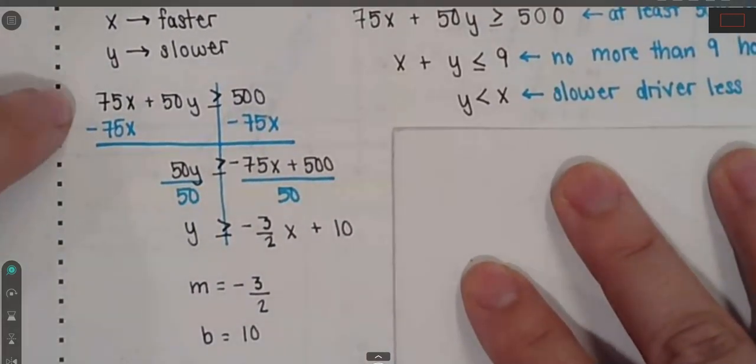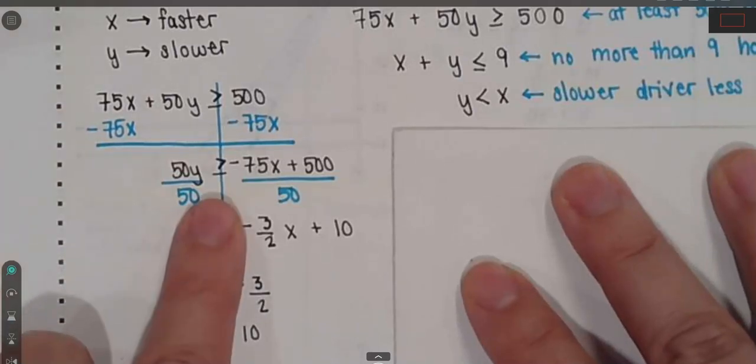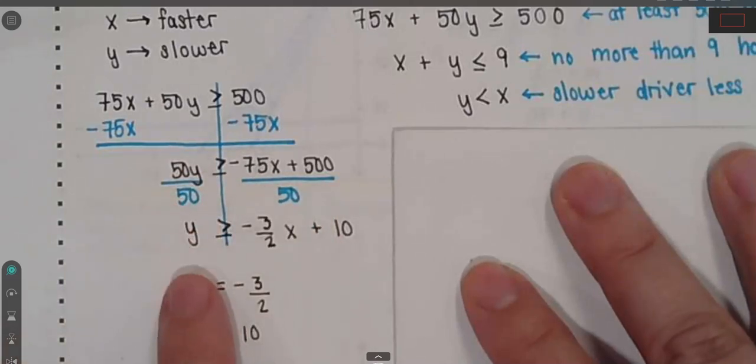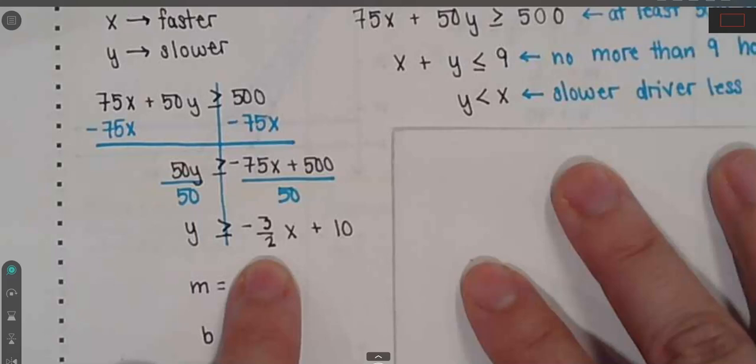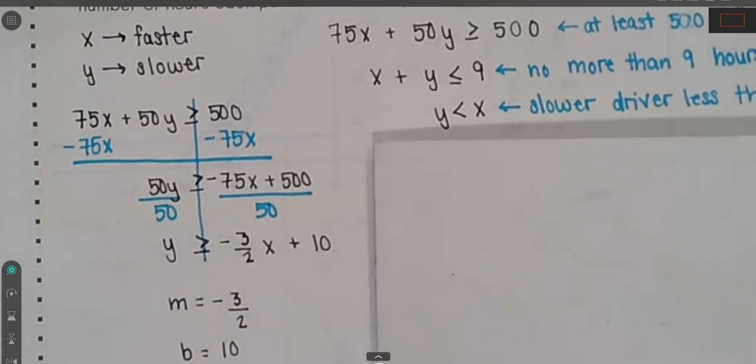Notice, I started out by subtracting 75x from both sides. I got 50y is greater than or equal to negative 75x plus 500. Divide both sides by 50. Y is greater than or equal to negative 3 over 2x plus 10. M is negative 3 over 2, b is 10. Can you guys graph it?